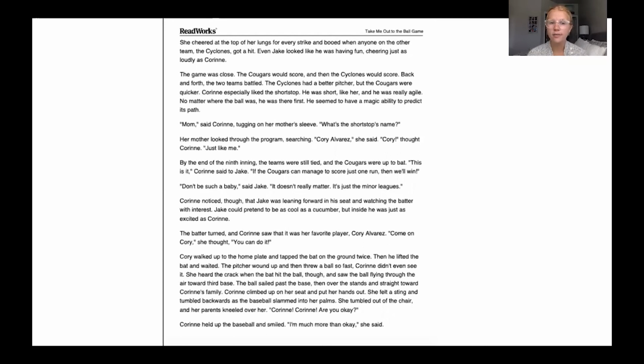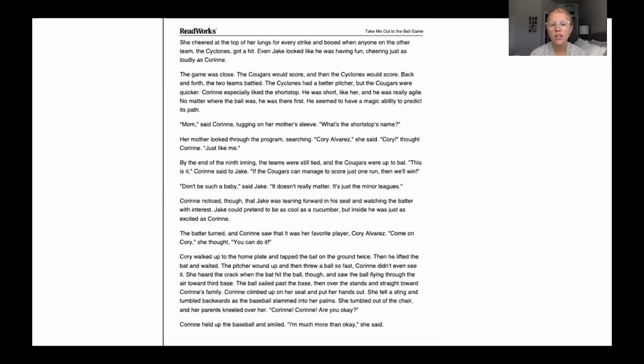Corey, thought Corinne, just like me. By the end of the ninth inning, the teams were still tied, and the Cougars were up to bat. "This is it," Corinne said to Jake. "If the Cougars can manage to score just one run, then we'll win." "Don't be such a baby," said Jake. "It really doesn't matter. It's just the minor leagues."